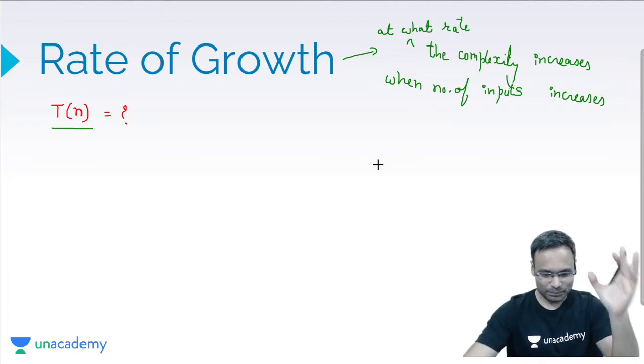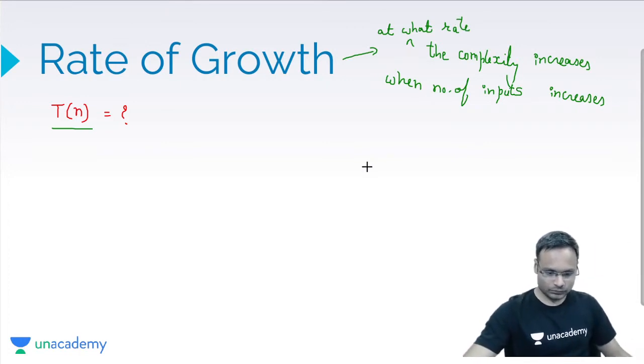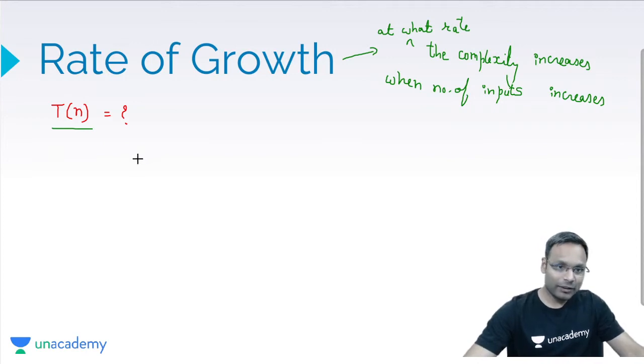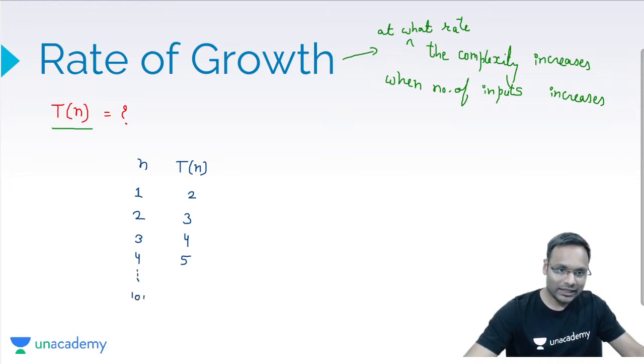Let me take a very simple example. Let's say when the number of inputs is equal to 1, the number of steps taken is equal to 2. When the number of inputs is 2, it is 3. When the number of inputs is 3, it is 4. When the number of inputs is 4, it is 5. When the number of inputs is 100, it is 101. Can I write in this particular case T of n is equal to n plus 1?